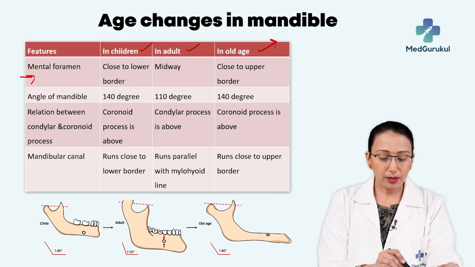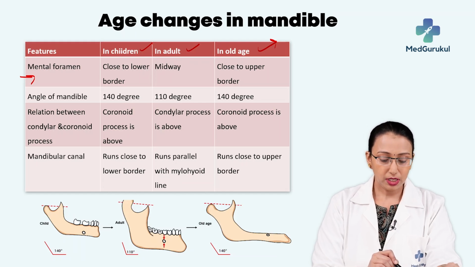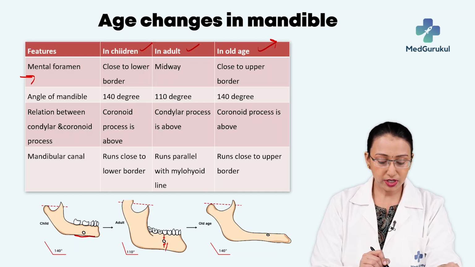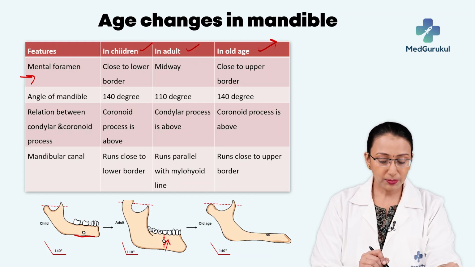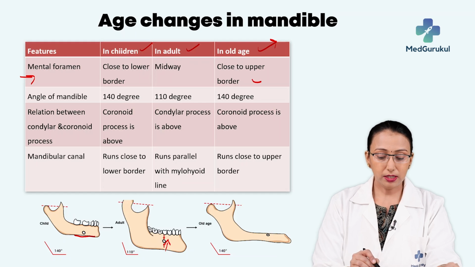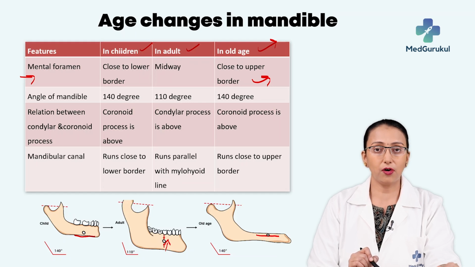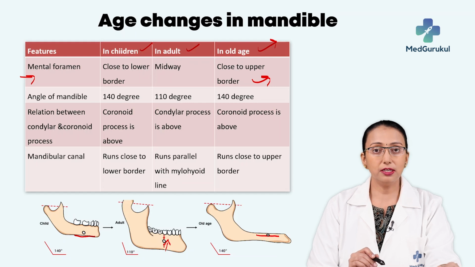Coming to the mental foramen. The position of the mental foramen, as shown in the picture here: in the child, it is along the lower border. In the adult it has shifted midway, because of the further growth of the mandible. Then in older age it has shifted to the upper border because of the resorption of the teeth or the alveolar border. This needs to be remembered, as the nerves are related to these foramina.